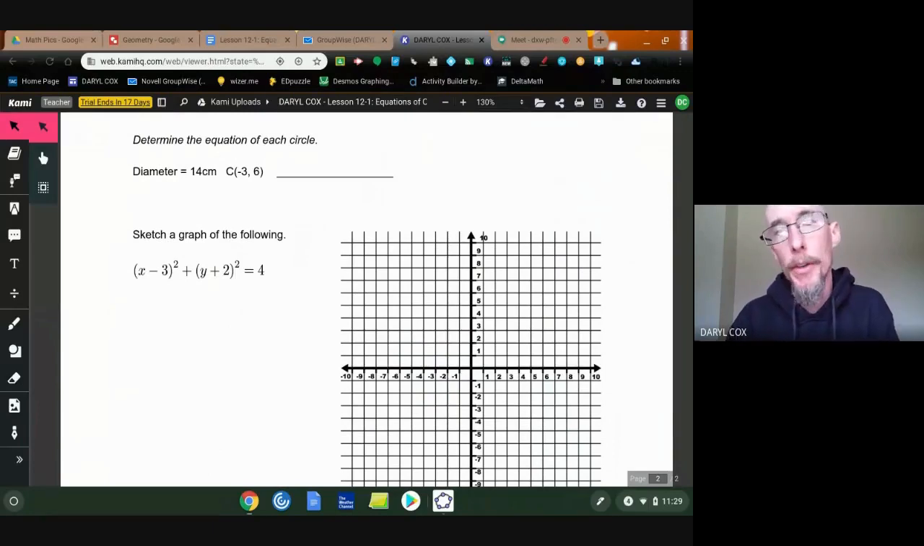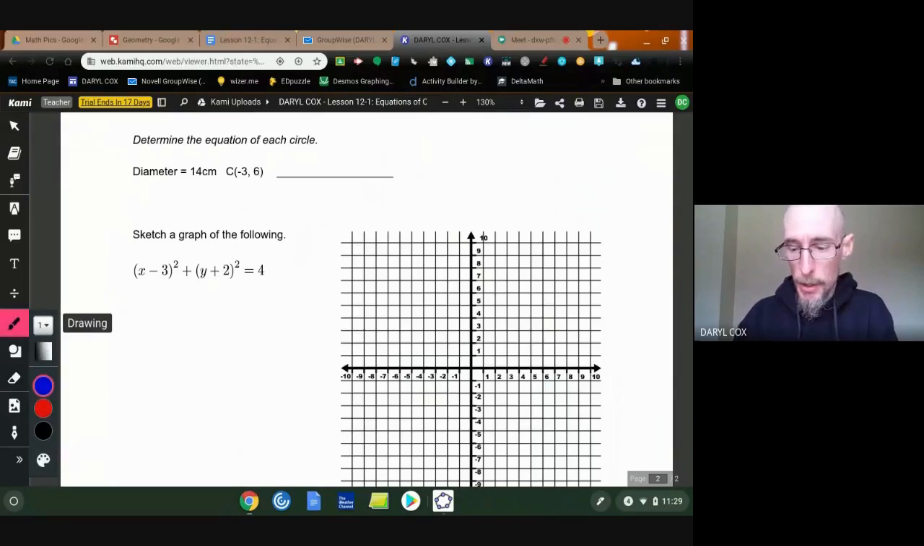Now we've got one without a picture. So this problem, using a diameter and a center, I want to find the equation of the circle. So we already have our center. Go ahead and give me what you think the equation is going to be. Okay, so you've got your center, so that makes life a lot easier. So it's x plus 3 squared, don't watch that plus sign, plus y minus 6 squared.